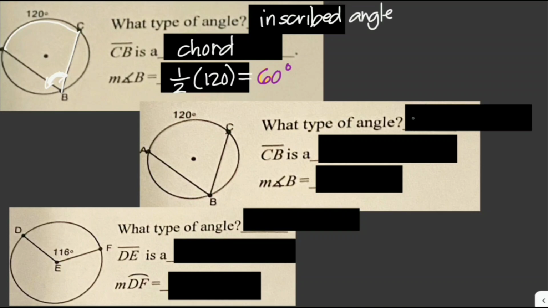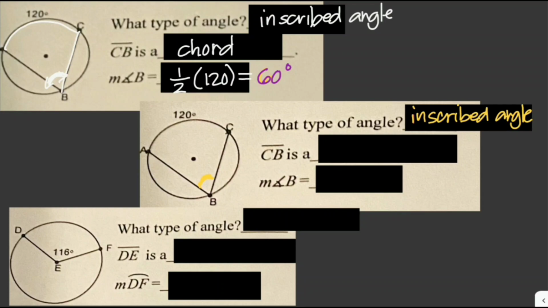And then the next figure is still an inscribed angle. This angle here, angle ABC, is an inscribed angle, and then CB is a chord. Oh, I think it's the same problem, so let's just skip that one.